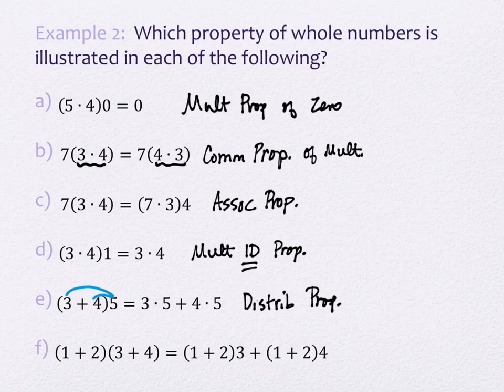Be careful on F. What do you see happening on F? Emily? It's not associative. It's a good guess. It is distributive. Grace, what's distributing? Can you tell? The 1 plus 2 is distributing to the 3. Yeah, it's the 1 plus 2 that's distributing to the 3 and to the 4. I didn't draw that well. So the 1 plus 2 multiplies by 3. The 1 plus 2 multiplies by 4. So this is another example of the distributive property.